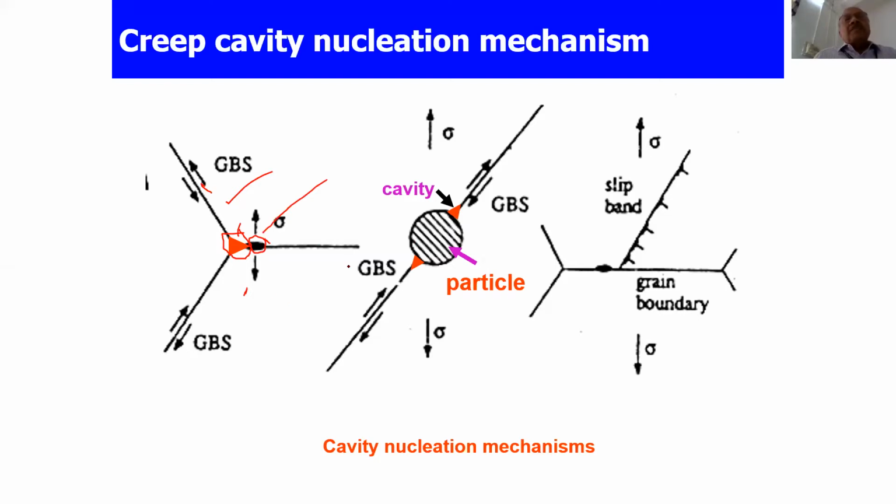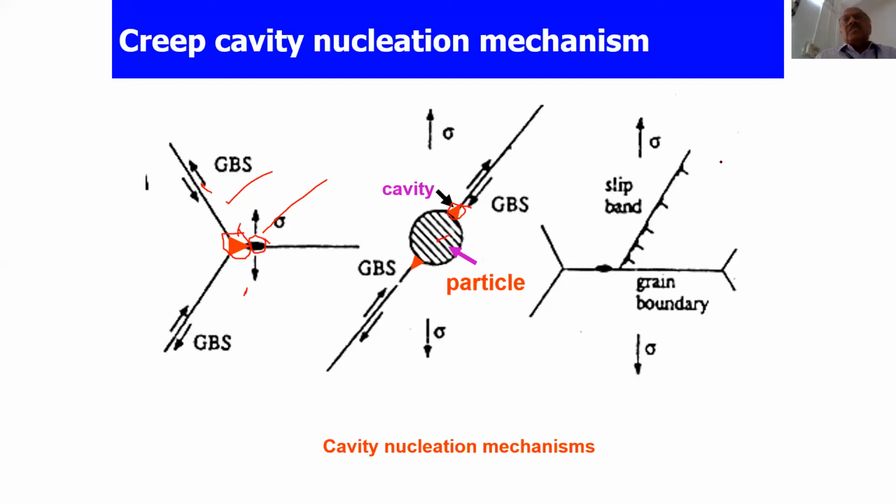Another mechanism by which cavities can form by sliding grain boundary is when you have a particle on the grain boundary. Again, when you have a particle, the sliding is obstructed, and then you develop a stress concentration, and that leads to formation of a cavity.